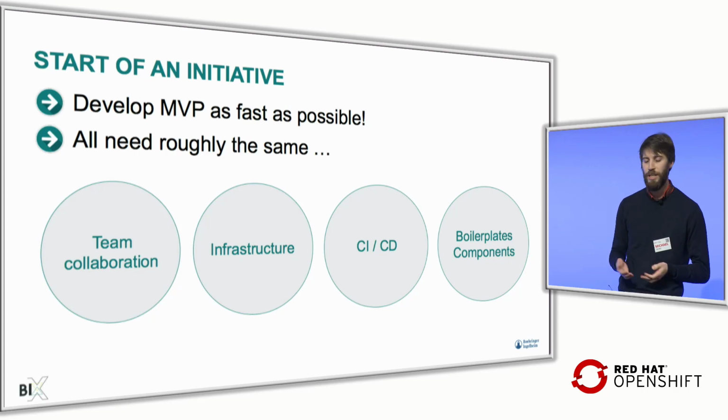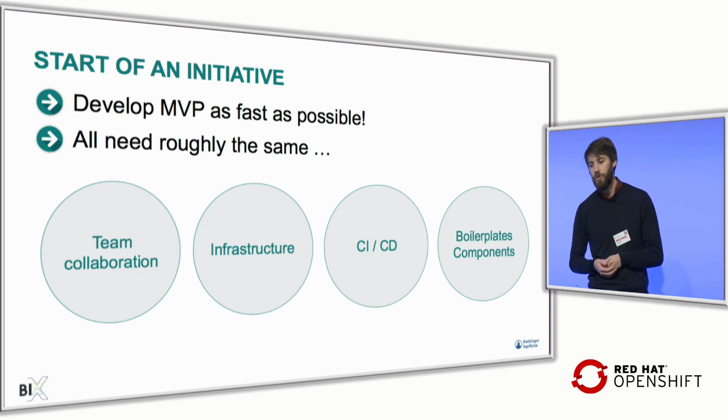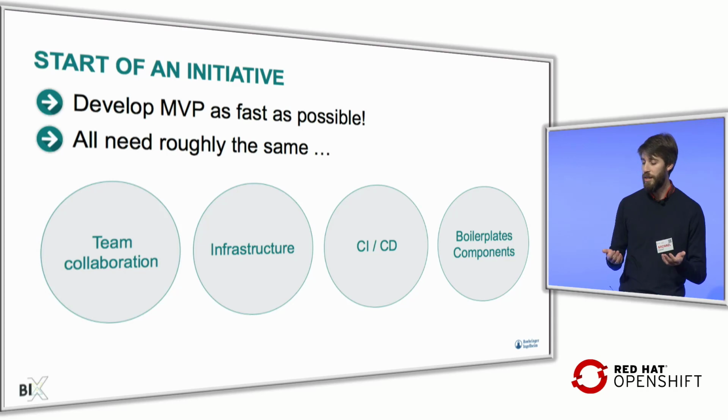Then infrastructure. Yes, we use OpenShift as a platform, but just the platform itself is not enough, right? You need various environments where you have your development, your staging, and so on. You also need to think about CI and CD. How do you build your software? How do you test your code? How do you scan code? How do you analyze code? How do you deploy to OpenShift?